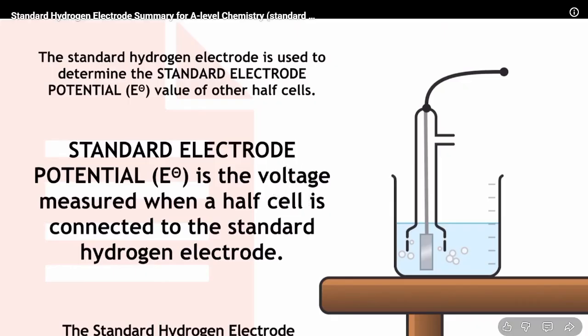So basically they found all of the other electrode potentials, reduction potentials, by attaching whatever that other half cell was, manganese or chromium or whatever, to the standard hydrogen electrode and saying, what's the difference? Okay?